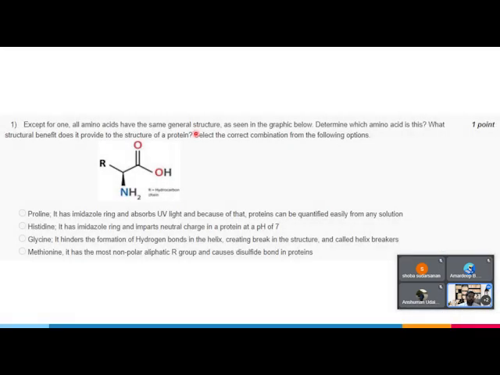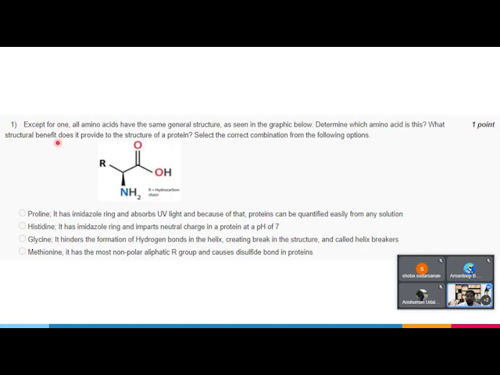So this is the first question for today. The question reads, except for one, all amino acids have the same general structure as seen in the graphic below. So this graphic is the general amino acid structure. If you have looked at amino acid structure before, this is the general structure of an amino acid. But determine which amino acid is this. So we are asked to determine which is the one amino acid which does not follow this particular structure. The exception is what we are being asked to answer. Like, what is the amino acid that does not have the amino acid structure which looks like this?